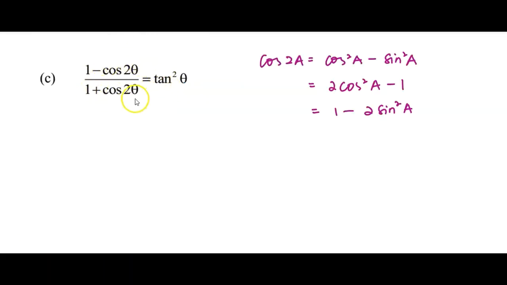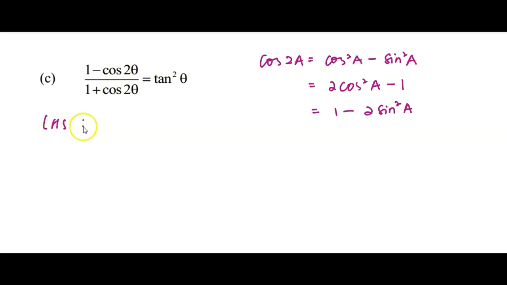For this example, we need to prove from the left to the right side. You can see on the left side we have the double angle, that is 2 theta, and on the right side we have only a single angle, that is theta. So we need to use a double angle formula for the cosine, which I have written here: cos 2a equals cos square a minus sine square a. It can also be written as 2 cos square a minus 1, or in the form of 1 minus 2 sine square a. So I'm going to expand this using this double angle formula.